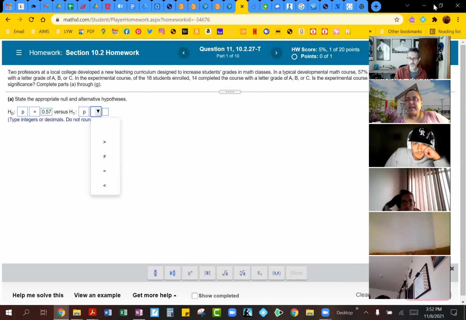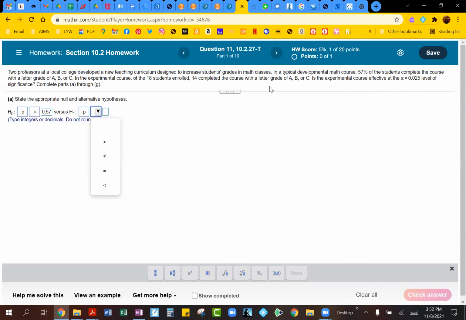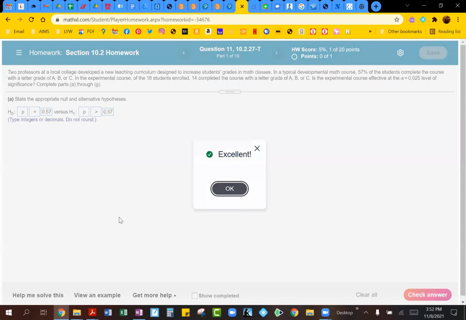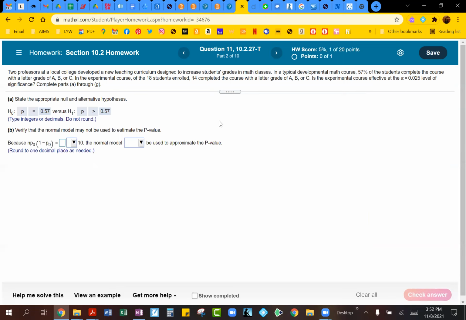So when they say effective, they're saying, is it doing a better job, right? So equal to, greater than, less than, not equal to. Jeffrey, Dennis, yeah, because if it's effective, then your percentage of students who complete the course should be higher, right? So yeah, you are going with greater than. Yeah, very nice, guys. Naomi, I see your answer too. So 0.57. So all righty, so far so good.